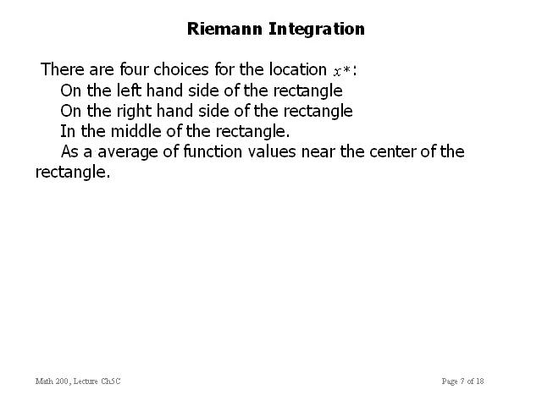Although you could get very clever, there are actually 4 choices for the location of the height. You could put it on the left-hand side of the rectangle, on the right-hand side of the rectangle, or in the middle. You can also take it as the average value of functions near the rectangle, but we're only going to consider the first 3: left-hand side, right-hand side, middle. And I'll show you now what that looks like.